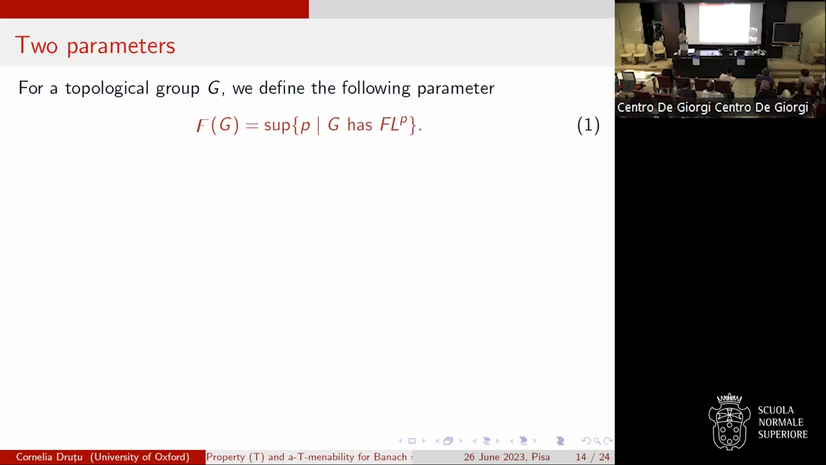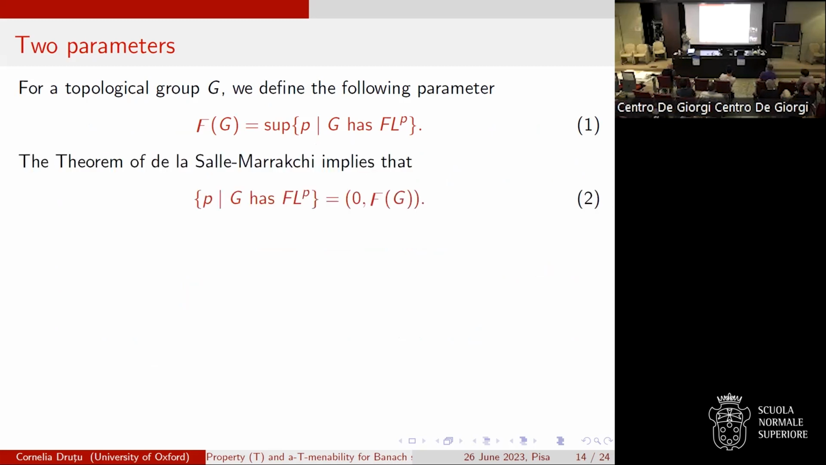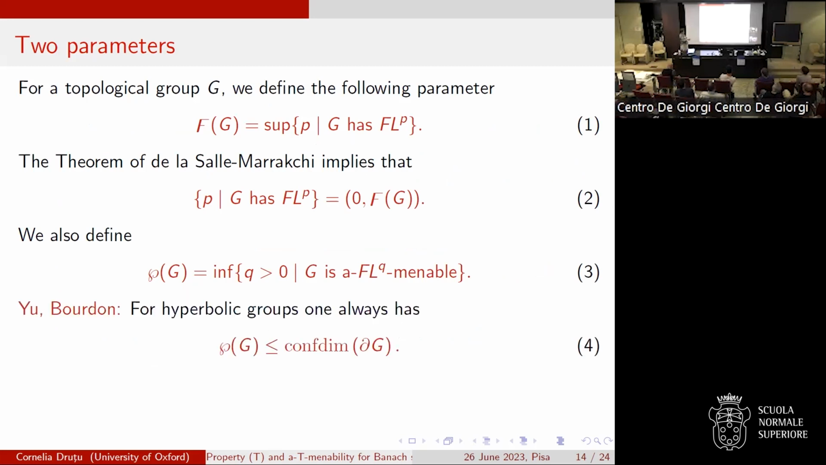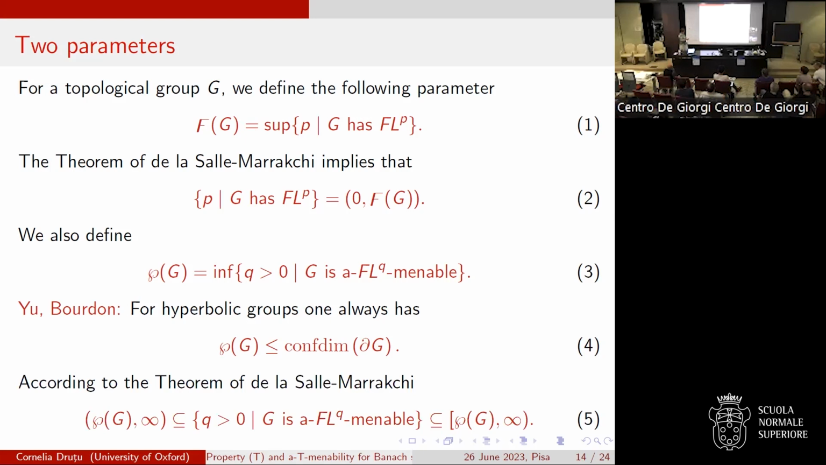Let me define those two intervals. For one of them, I'm going to consider the supremum of all the p's for which the group has a fixed point property. By the theorem of de la Salle and Marrakchi, this range of fixed point properties is going to be described by an interval of this form, open. And if we look at proper actions, first of all, we know of course that the infimum for which we have proper actions must go below the conformal dimension of the boundary for hyperbolic groups. The actual set of parameters for which we have proper actions is going to be an interval. The thing that is still not clear is whether the interval is open or closed. That's the only thing we can say, and as far as I can tell, this is still not known.